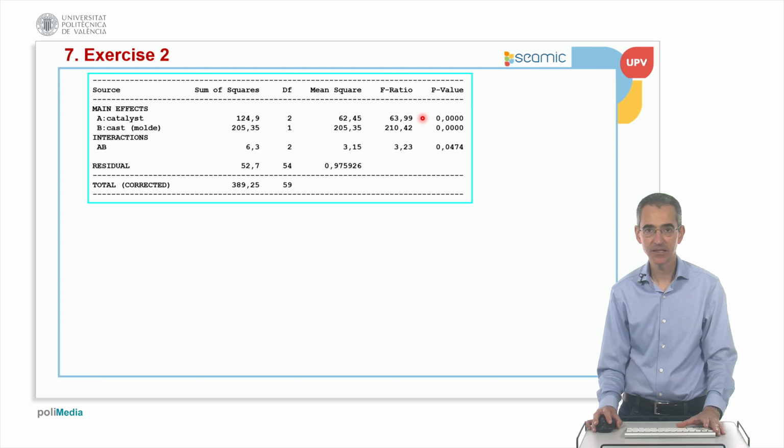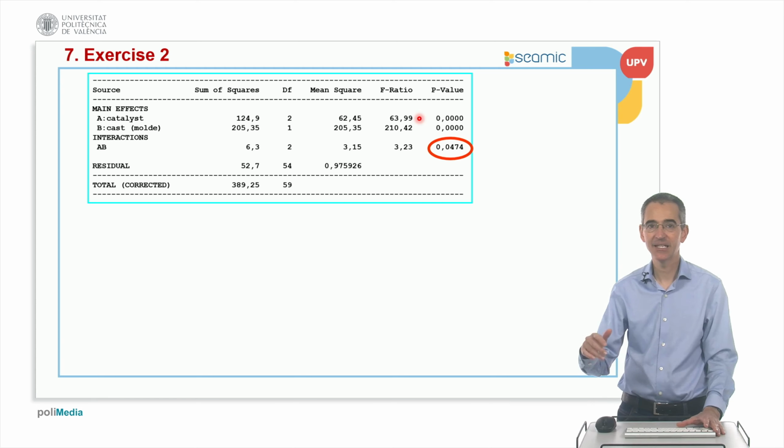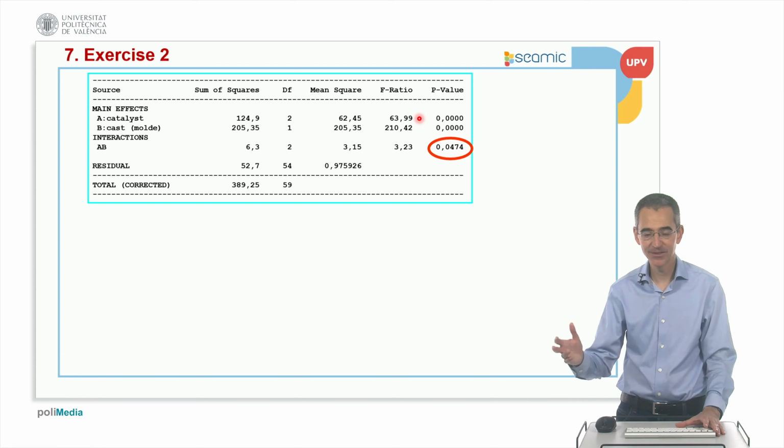So according to catalyst, the p-value is very small, so it means that the simple effect of catalyst is statistically significant, which means that at least one of the 3 catalysts will produce on average a different value of the response variable. The same for cast. As I have just commented on the previous slide, the LSD did not overlap. And so with the cast type 2, the average was lower, so that was the best option. But interestingly, we have that the effect of the interaction is statistically significant if we consider alpha 5%.